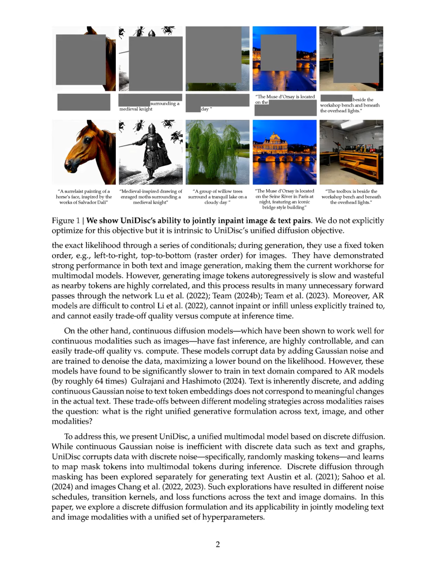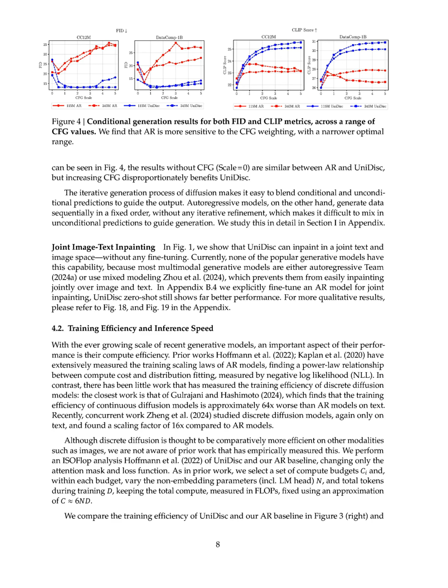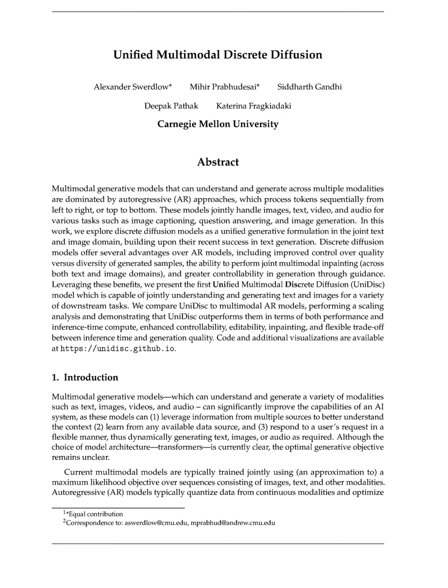Secondly, UniDisc demonstrates significantly improved inference efficiency. It can generate higher quality and diverse outputs within a given compute budget, as it utilizes a discrete diffusion approach that is faster and more controllable than the slow sequential token generation of AR models. Additionally, UniDisc's ability to perform joint image-text inpainting without fine-tuning further highlights its versatility and effectiveness, a capability that traditional AR models lack. Lastly, the model's design allows for variable sampling steps tailored to different modalities, enhancing its overall performance in multimodal tasks.